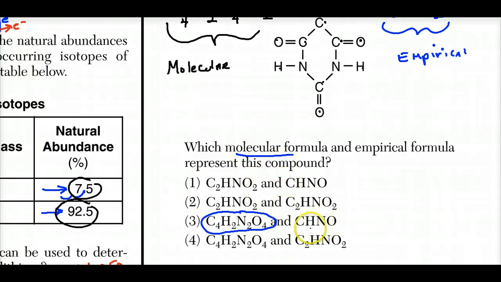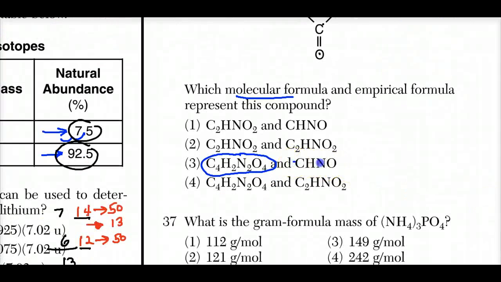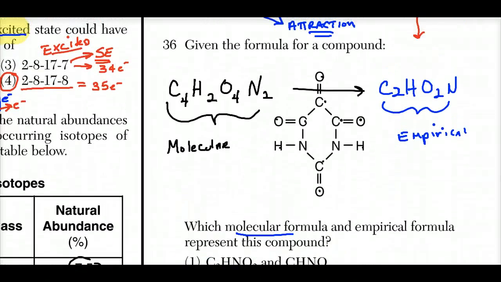It doesn't matter. And then the lowest ratio, by finding the lowest whole number, dividing everything by half in this instance, because we wanted to come down to 1 H, we have C2H1O2N, and this is not the correct empirical. This is the same as the molecular, and this is the empirical that we got above, so choice 4. Actual formula, lowest ratio.